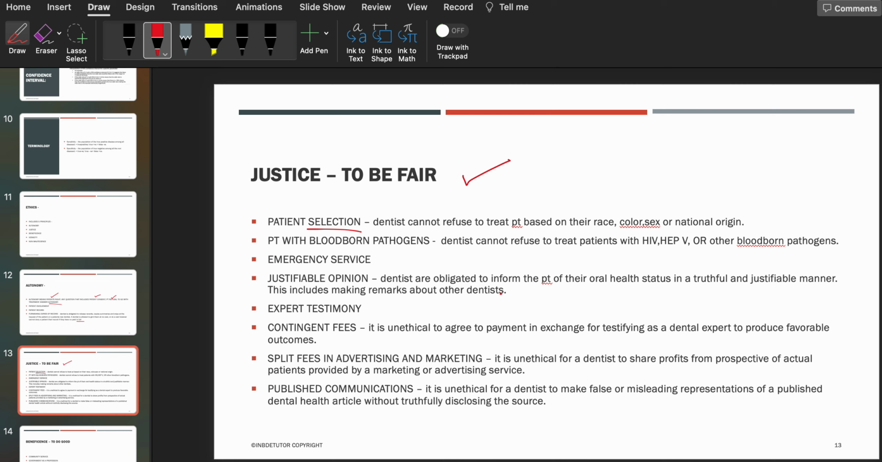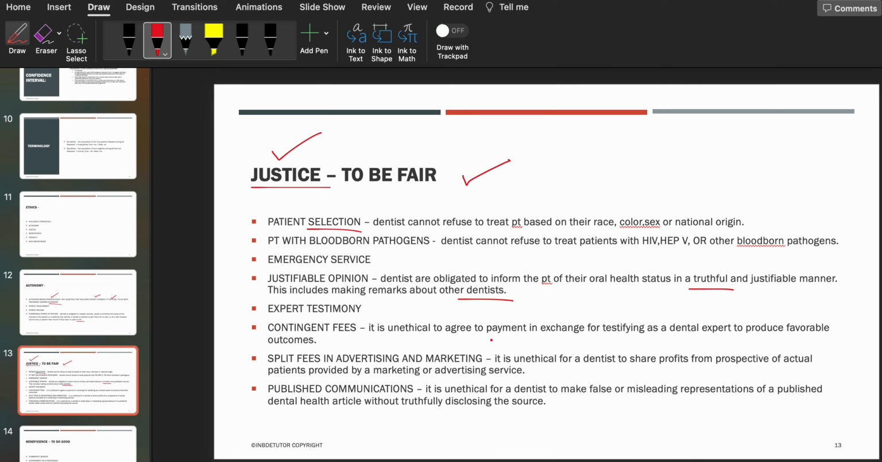Truthful opinion: dentists are obligated to inform the patient of their oral health status in a truthful and justifiable manner. This includes making remarks about other dentists as well. We all know that we cannot talk badly about other dentists, because it breaks an ethical principle. And which ethical principle does it break? It is justice. Expert testimony in court: if there is a dentist that is being sued, and you are called in to give your testimony, you have to be truthful. So that will come under justice.